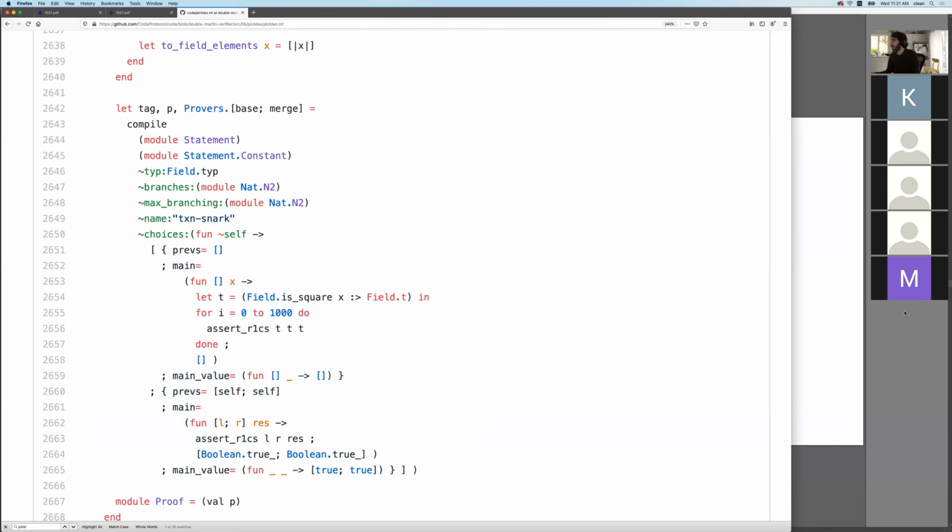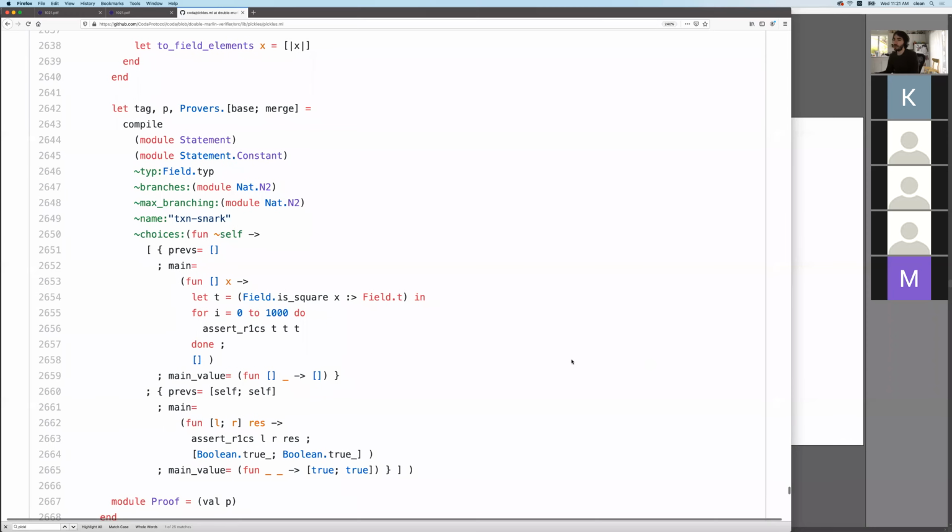Any other questions? Could you perhaps explain what is the core difference in the MNT 4/6 recursion technique and this? Yes, so you could also do this with the MNT 4/6 cycle.